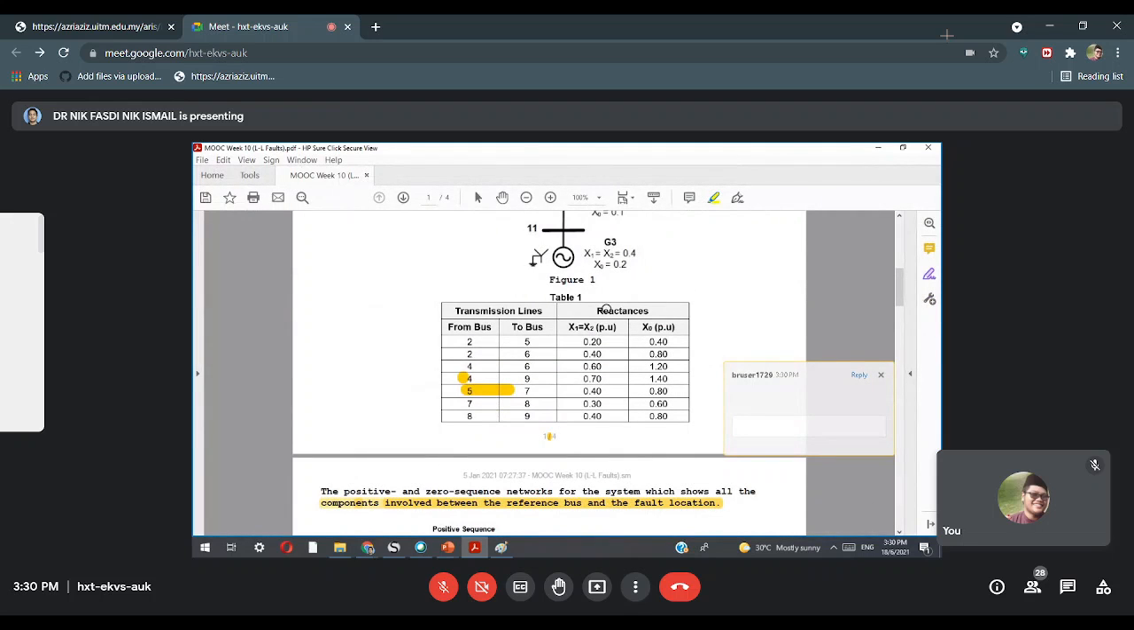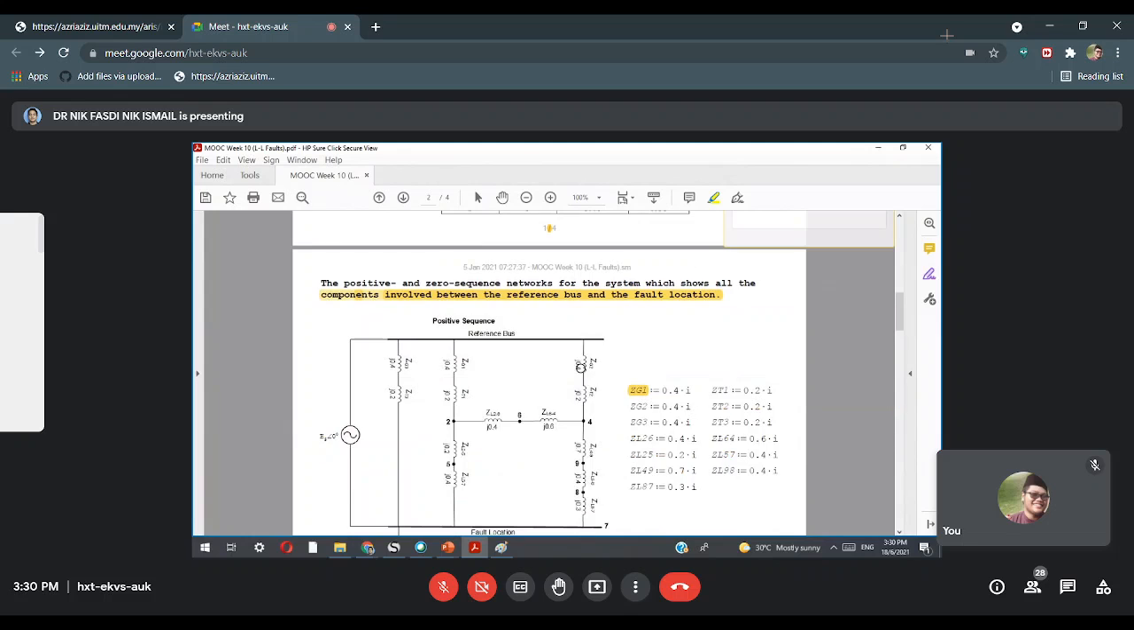So because the reactance, this is positive, negative, zero sequence. Because this is the equivalent circuit for positive, you use this data here. So X1 always represents the positive sequence. That's why its value is 0.4. So this line is 0.4, 5 to 7. If you look properly, this is j0.4 per unit.